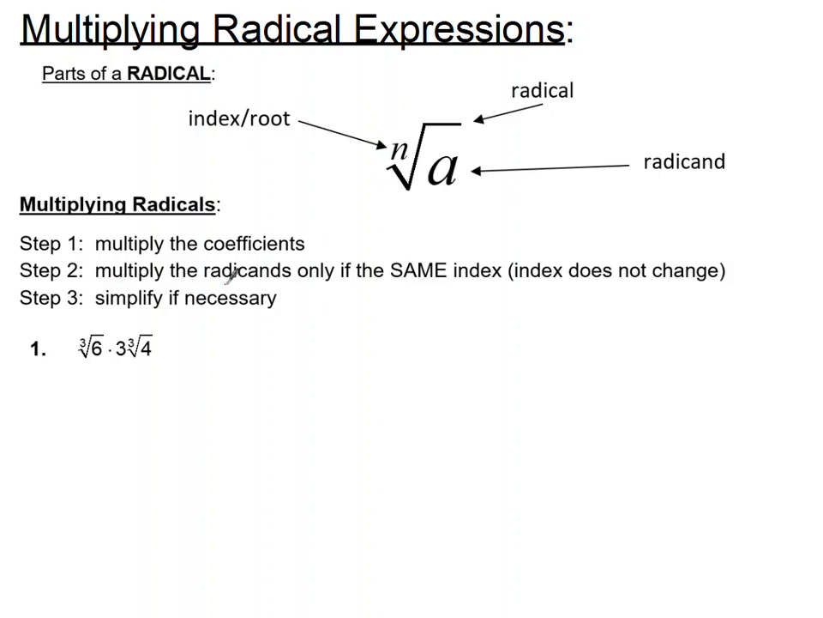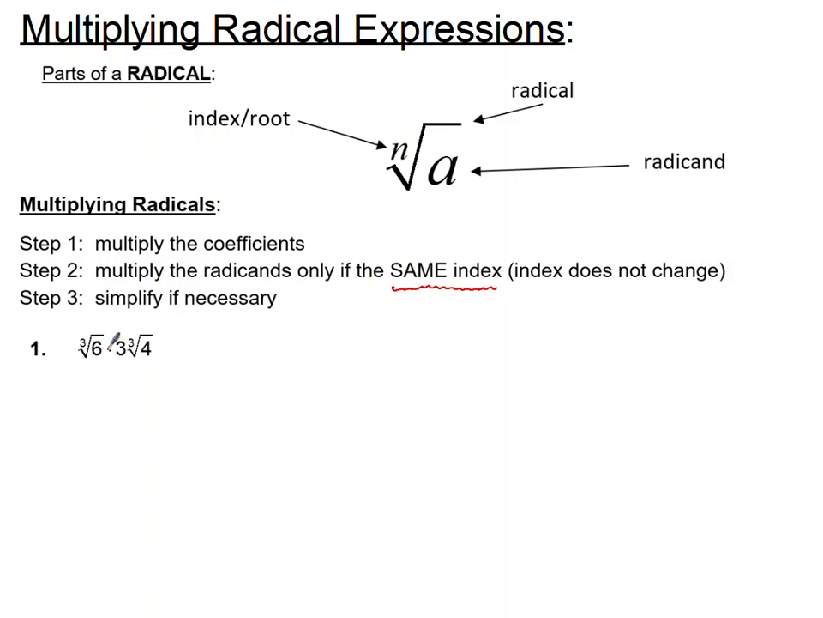Step 2, we will multiply the radicands, but only if we have the same index. And if we do this, the index does not change. And then finally, step 3, let's simplify if necessary. Let's look at example 1.